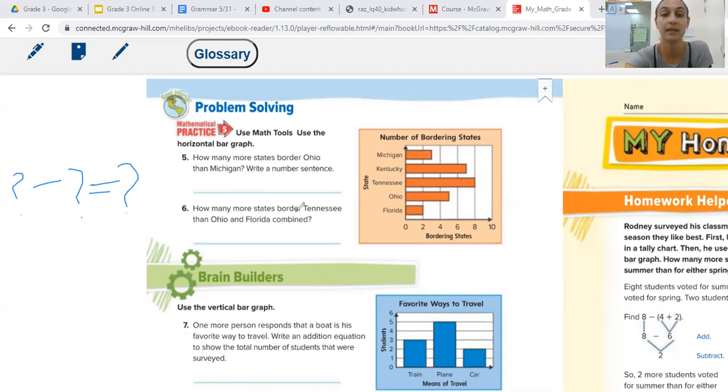How many more states border Tennessee than Ohio and Florida combined? So you're going to add Ohio and Florida, and then Tennessee, you should subtract this total. Okay? Then you should have a label in your answer. We're talking about states. Okay? You can pause and do those. Then we'll move along here.